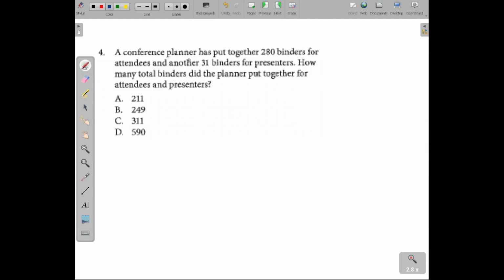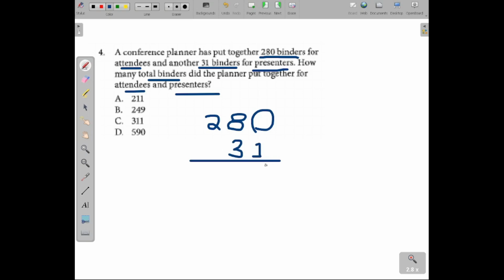A conference planner has put together 280 binders for attendees and another 31 binders for presenters. How many total binders did the planner put together for the attendees and the presenters? So we have 280 binders for attendees and another 31 binders for presenters. If we add them, we'll obtain the total binders.